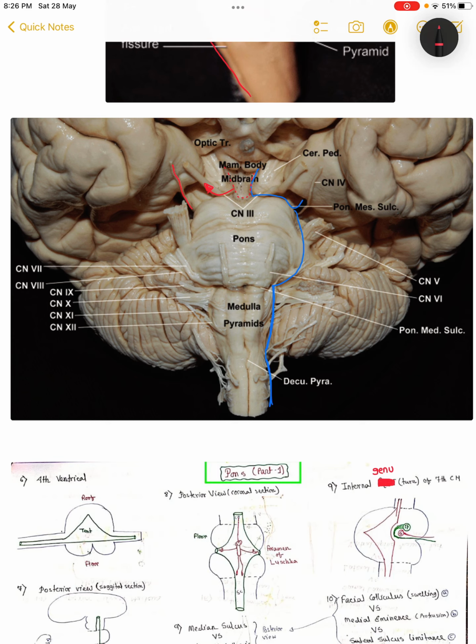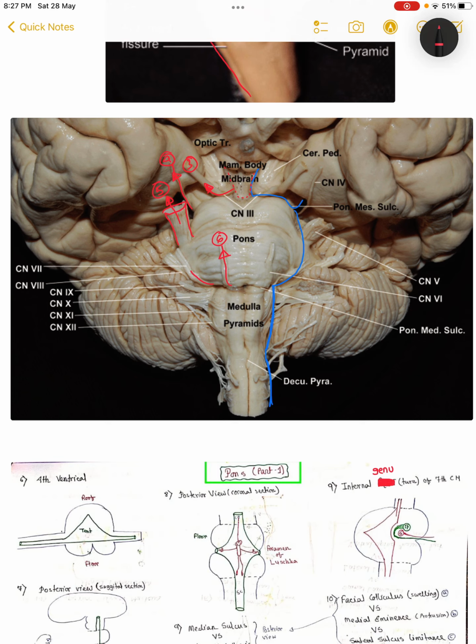This nerve is our trochlear nerve, and it's coming laterally. Now focus on this nerve. This is coming from the pons, and laterally this is our trigeminal nerve. Now see, this nerve which is anterior and medial, this is our abducens nerve.